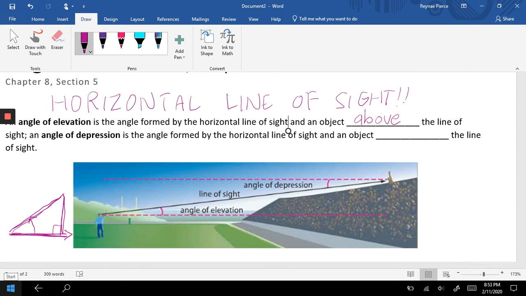An angle of depression, again, you've got that horizontal line of sight, and those objects are below that horizontal line of sight. Okay, so your right triangles will look something like this. Here, there's your angle of depression because the objects are below the horizontal line of sight.